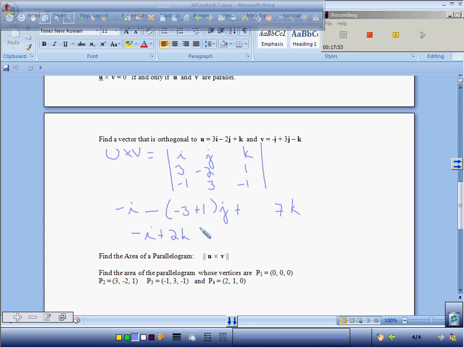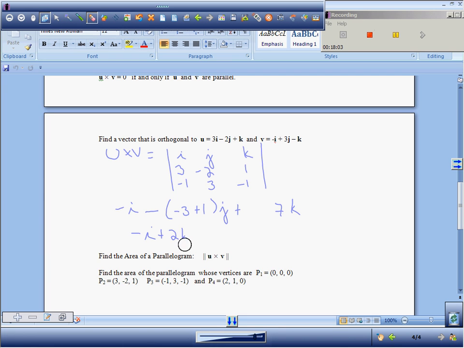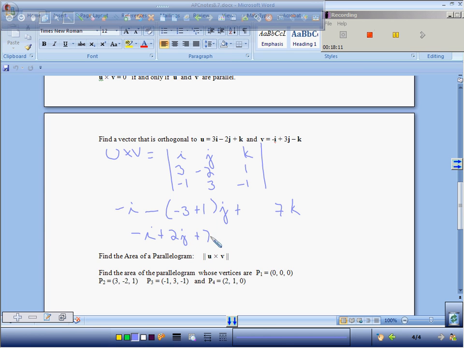And J. Is that right? 2J, sorry. 2J. And then plus 7K. So that would be the vector that is perpendicular to those two vectors.